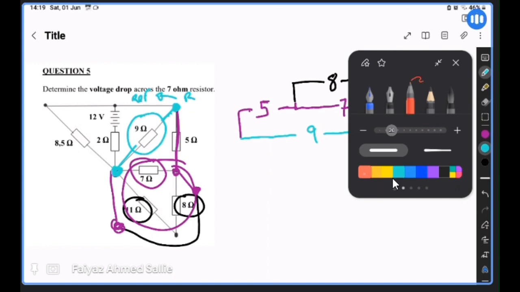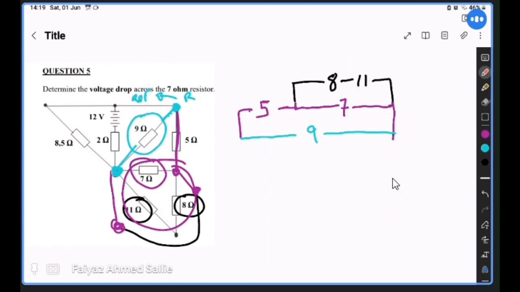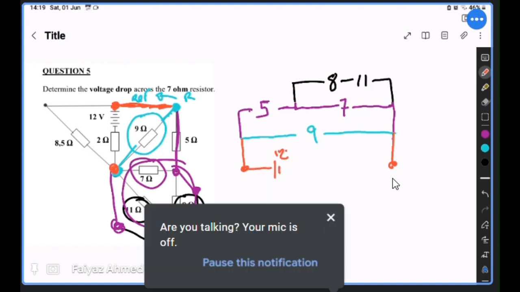About red. Okay, so after that we draw a line, right? And we notice that this line, this point here and this point here, they are parallel with the 9. So we're going to draw parallel with the 9, this point and this point, right? Those 2 points over there. So we have a 12 volt and we have 2 ohms, right?